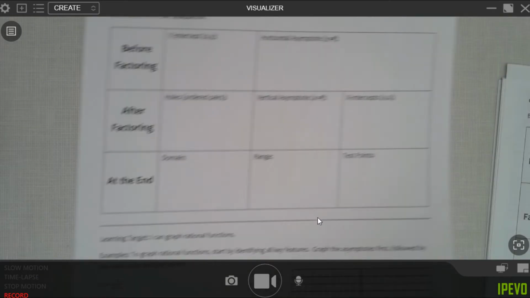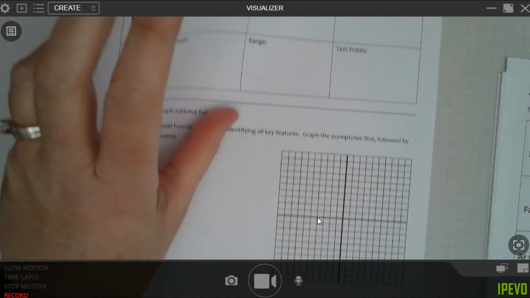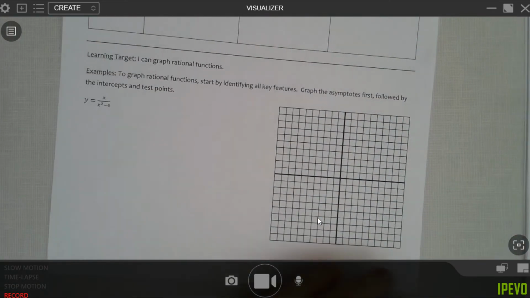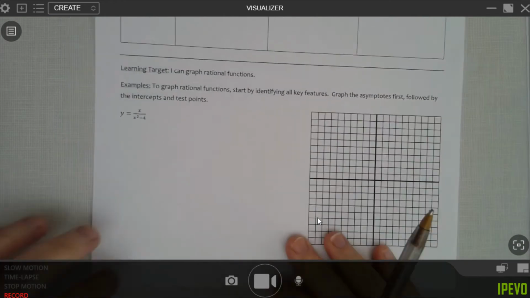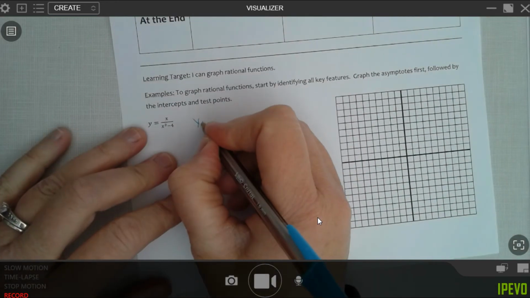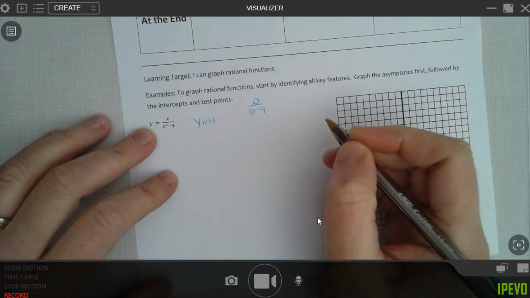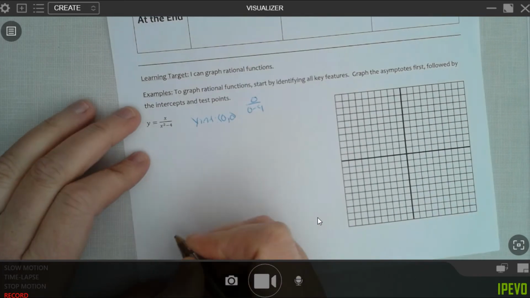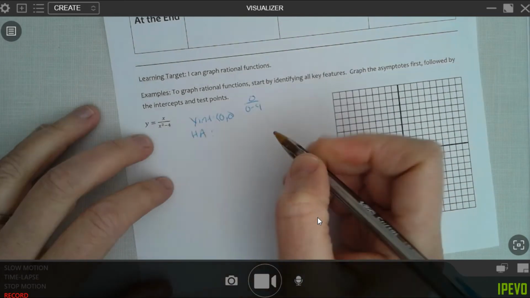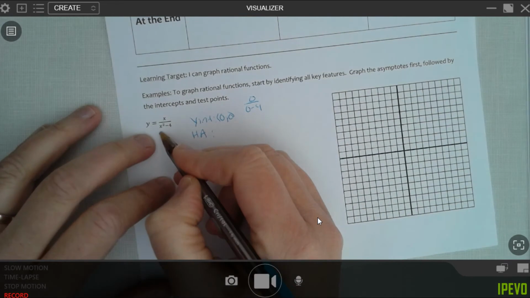So for my first problem down here, remember the first thing we need to do is intercepts and asymptotes. So my y-intercept is going to be 0 over 0 minus 4. So I get 0. So (0, 0) is my y-intercept. Horizontal asymptote: the bottom has a higher exponent, so that gives me y equals 0.